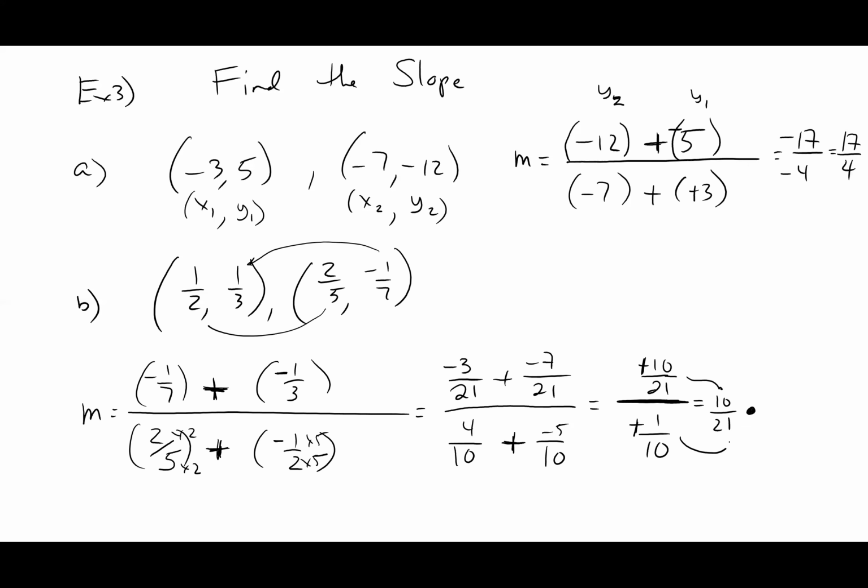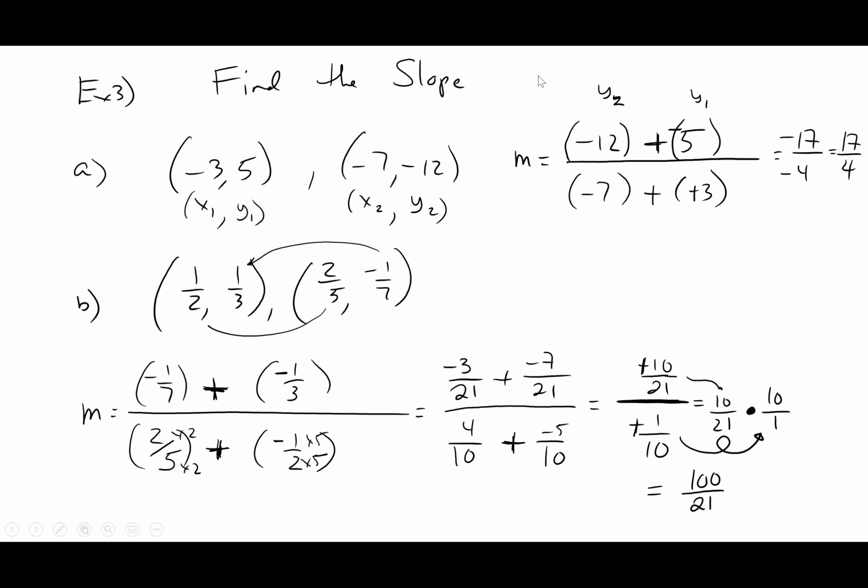And because of that, we have to take the reciprocal of our bottom number. And if we do that, we get 100 on top, 21 on the bottom. It looks kind of funny, but it is true. That slope is 100 over 21.